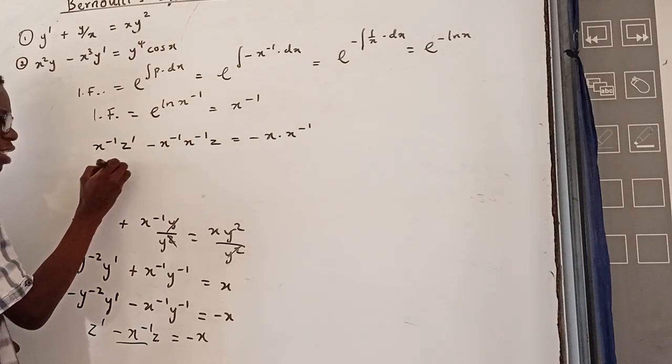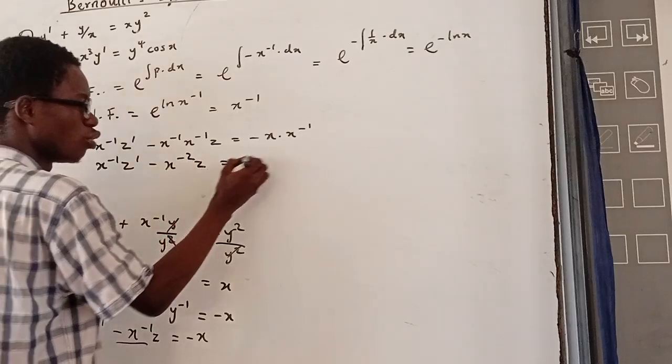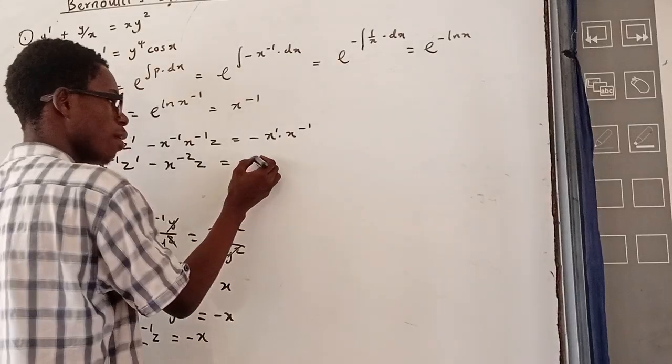So now I have x minus 1 z prime minus x minus 2 z equals to minus, this is already 1. 1 minus 1 is 0. x raised to power 0 is 1. Minus 1.